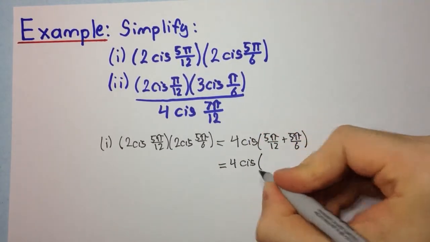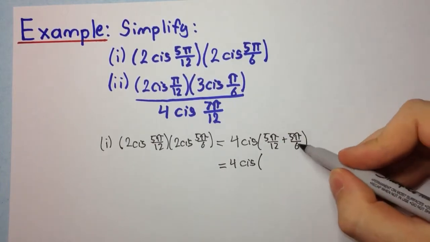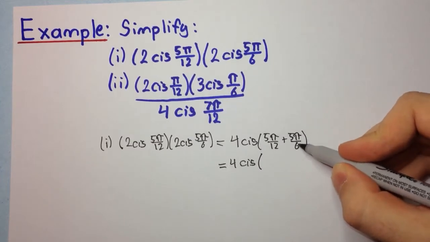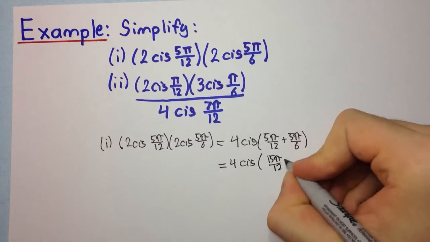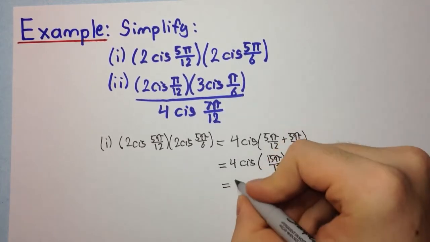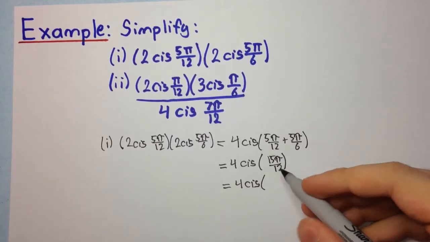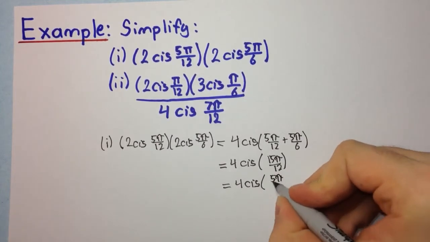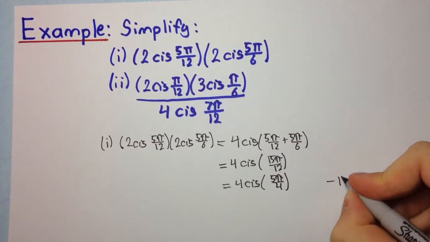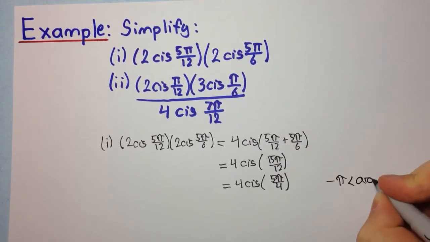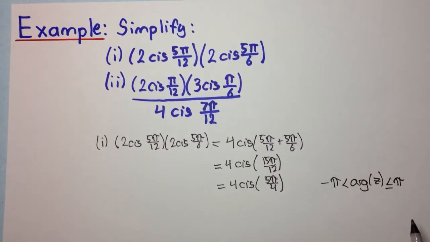We get 4 cis. Now 5 pi on 12 plus 5 pi on 6. If we multiply this by 2 over 2, that'll be 10 plus 5, which is 15 pi on 12. And we can simplify that a little, and we get 4 cis, divided by 3, we get 5 pi on 4. Now, this doesn't lie within our range of minus pi less than arg z less than or equal to pi. This doesn't lie within this range.